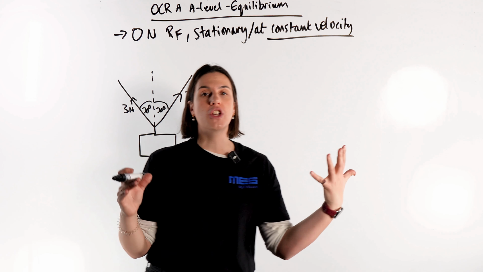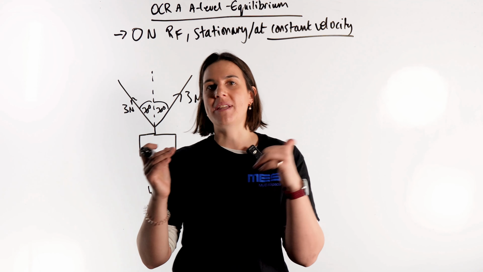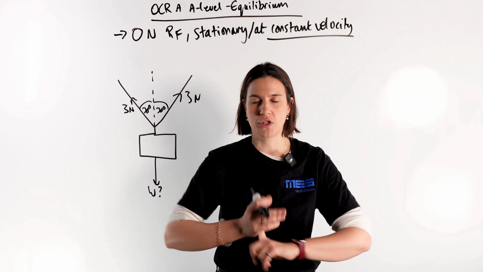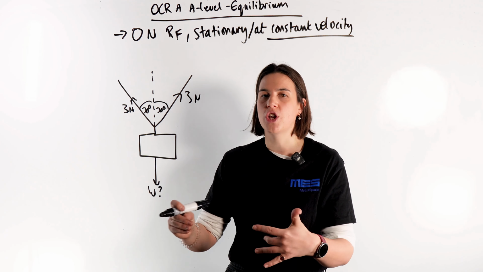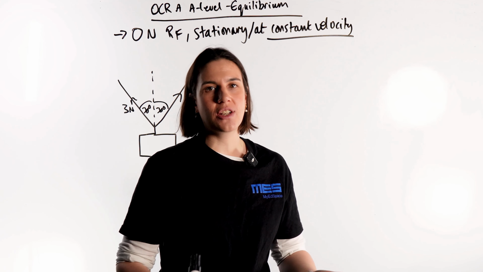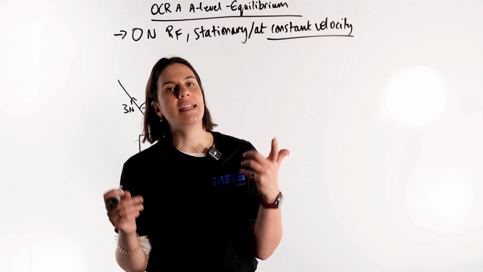Because remember back to Newton's first law, an object that's got no resultant force acting on it will either be stationary or at a constant velocity, because objects will continue in the same state of motion until a resultant force acts on them. So if an object is already moving, it needs a force to slow it down.